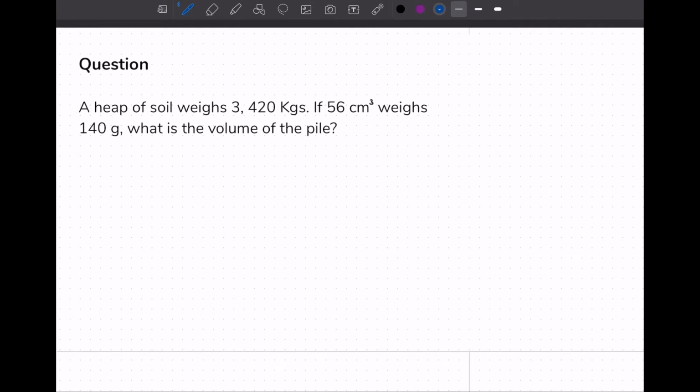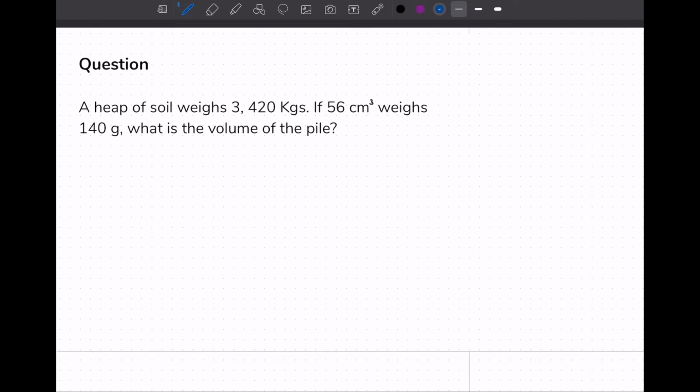Right? So that doesn't tell us anything about the weight necessarily, it just tells us how much of it there is. So if we think of feathers, if we have some volume of feathers and compare that to, I don't know, loads of black holes, the black holes are going to weigh much more than the feathers. So there is some correlation, but it's not exactly the same. So in this example here, a heap of soil weighs 3,420 kilograms. If 56 centimeters cubed weighs 140 grams, what's the volume?